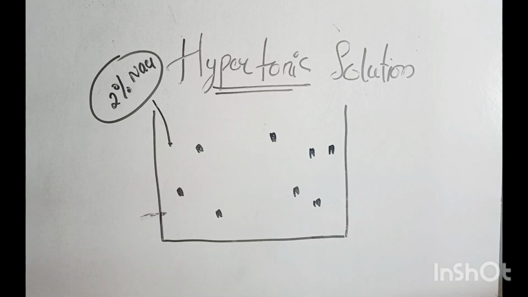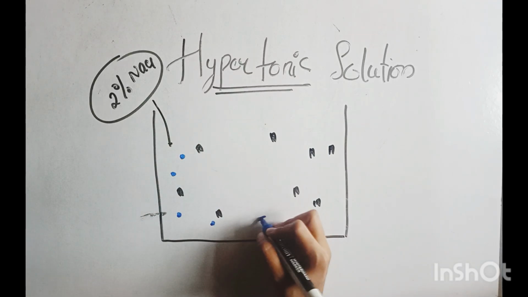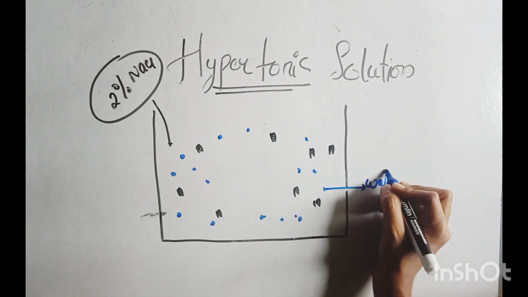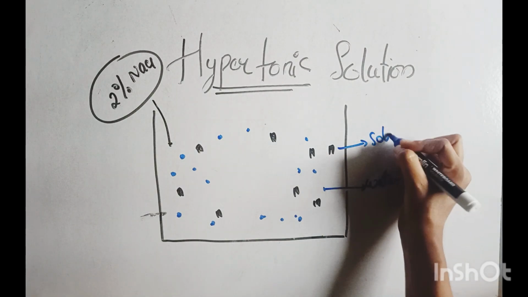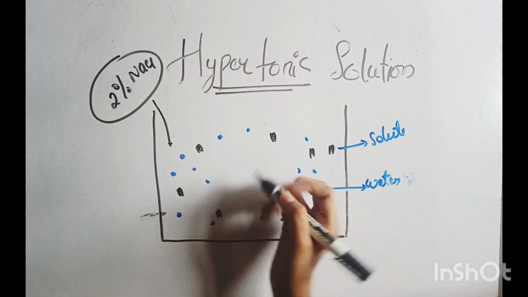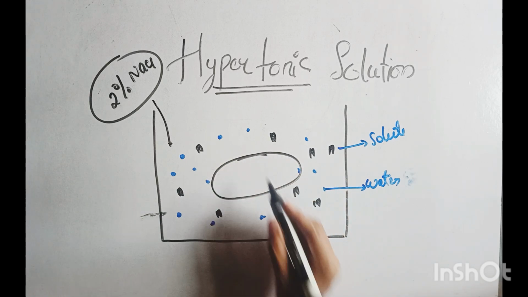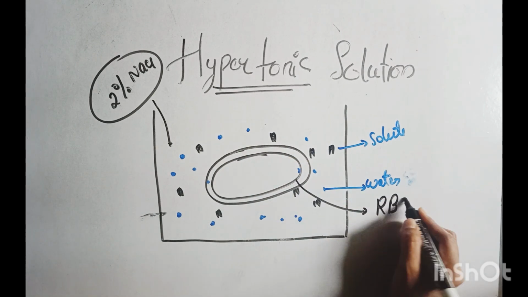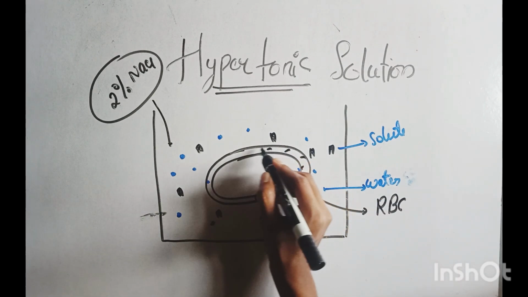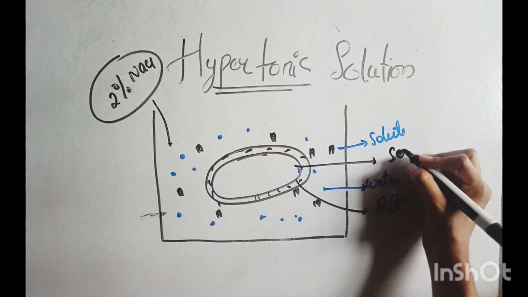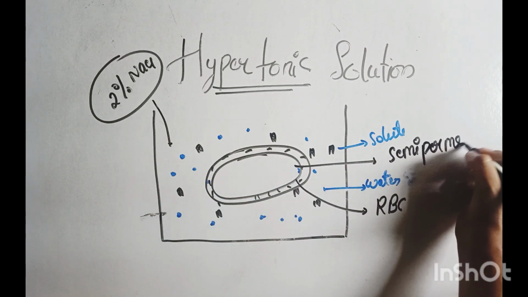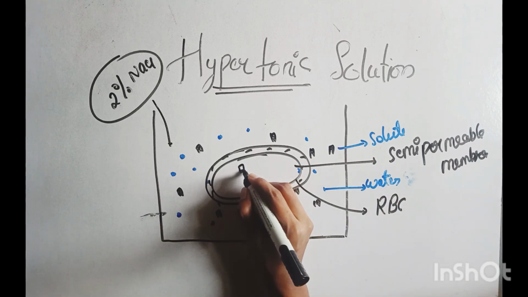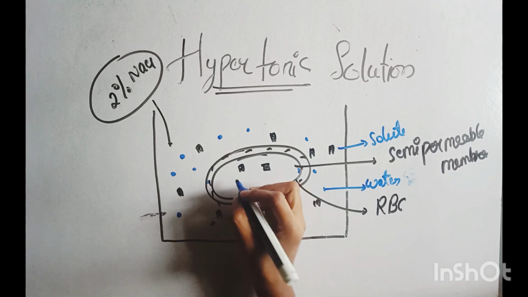So the concentration of solute is very high and the concentration of water is very low. This is the water and this is the solute, and this is the hypertonic solution. In the hypertonic solution we put a red blood cell. The outer layer of the red blood cell is called the semi permeable membrane. A semi permeable membrane allows only water, not solute, to pass through.